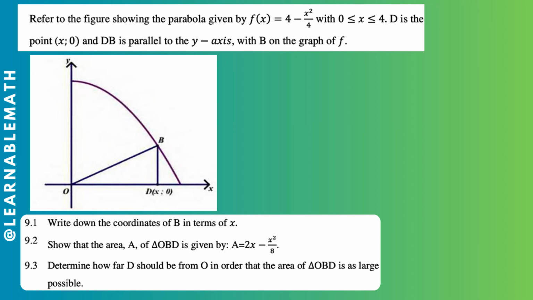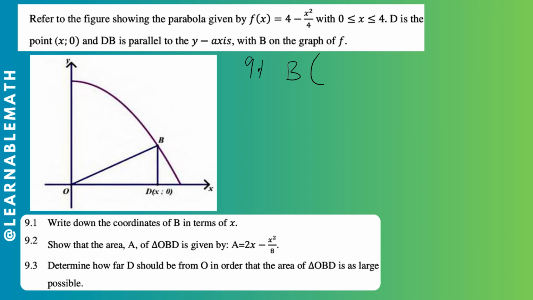Refer to the figure showing the parabola given by f of x equals 4 minus x squared divided by 4, with x between 0 and 4. D is a point (x, 0), and DB is parallel to the y-axis with B on the graph of f. All right, so the first question, 9.1, they want us to write down the coordinate of B in terms of x, right?